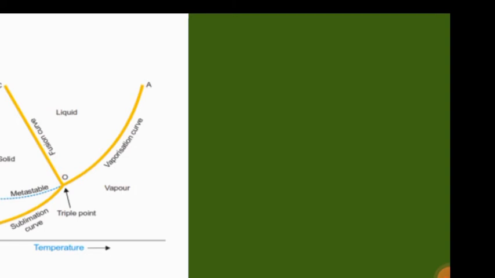Tell me which is the line that represents the boundary between the solid and vapor. Tell me the line which represents liquid and vapor, and solid and vapor. Just name it. OB, OA, OC. Three lines are present over here.